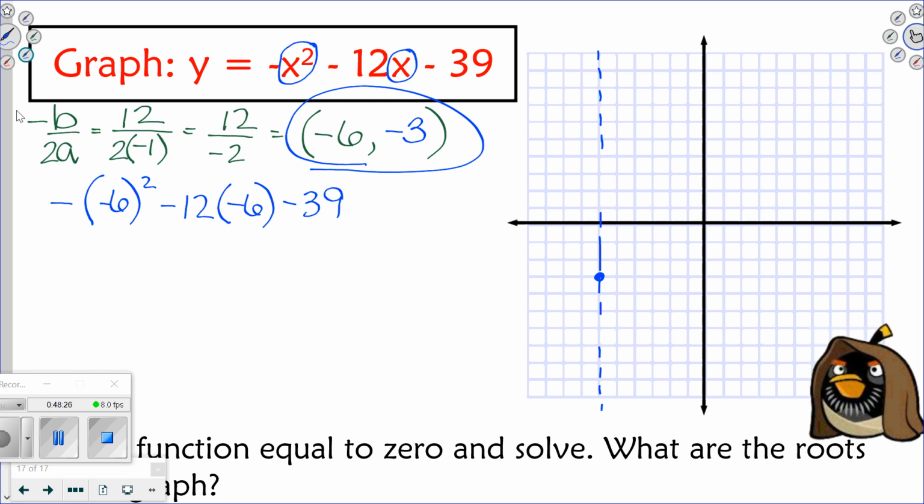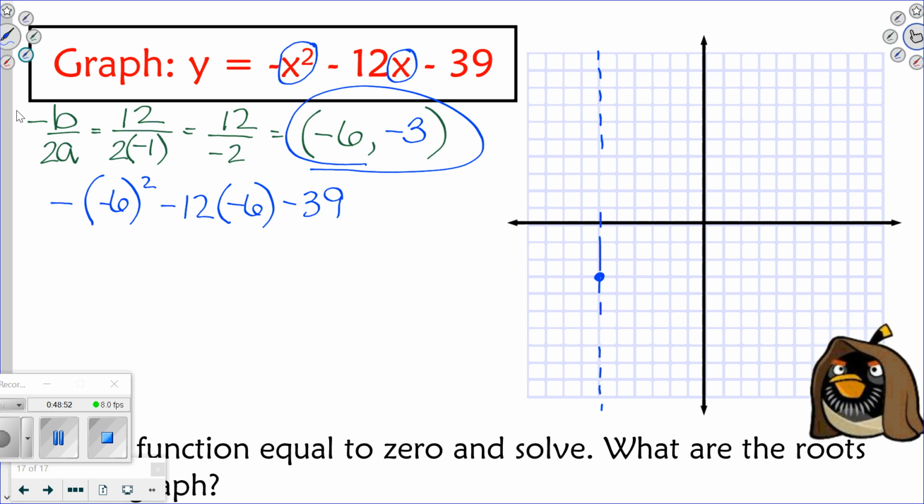So type in negative 6 squared. Okay, and make that negative now. And then minus 12 times negative 6. It equals. And then minus 39. There it is. All right, you just type through.